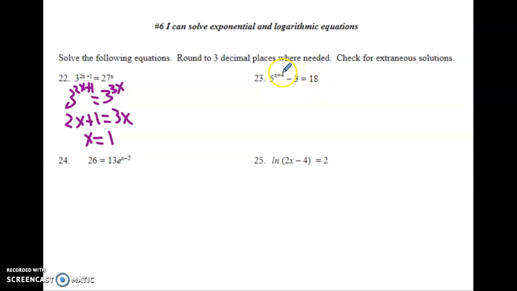Number 23, notice that the exponential problem is not alone and has that 3 there. So the first thing we want to do is get it alone by adding a 3 to both sides. We then end up with 5 to the x plus 4 equals 21.